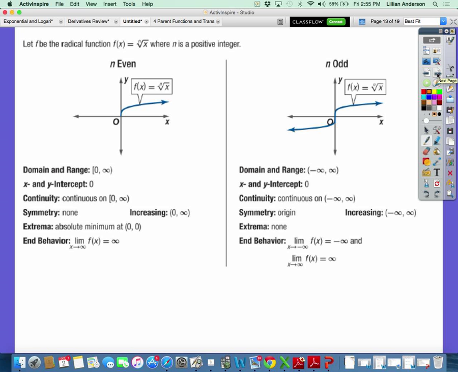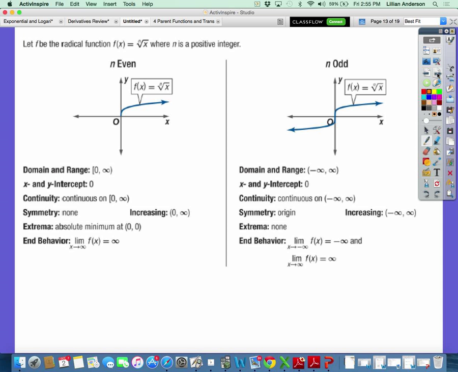Okay? Here are your respective properties. If n is even, yes, we're from 0 to infinity. And if n is odd, we're from negative infinity to infinity. For your even functions, of course you have your x and y intercept at 0, 0. It is continuous on the interval where it actually is, so from 0 to infinity. It has no type of symmetry, because it doesn't reflect over a line or a point. It's increasing from 0 to infinity on the entire interval.